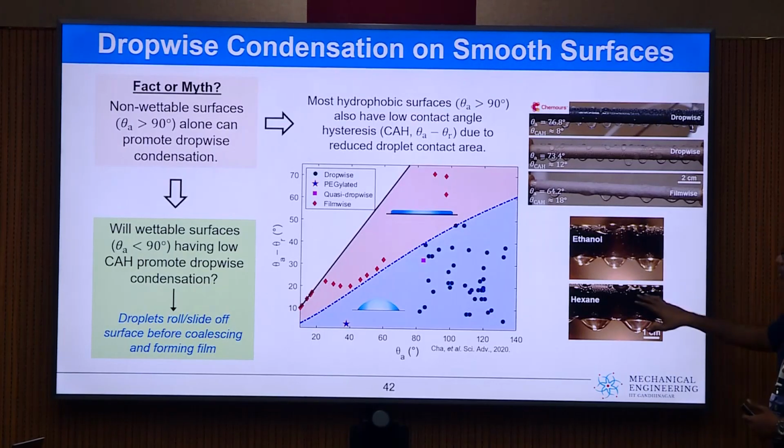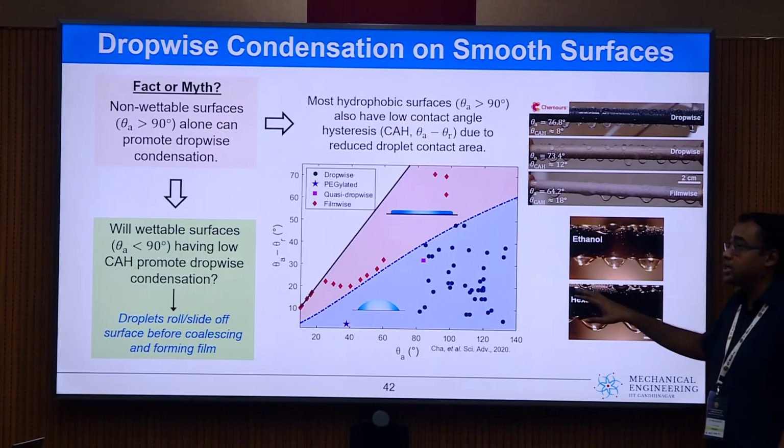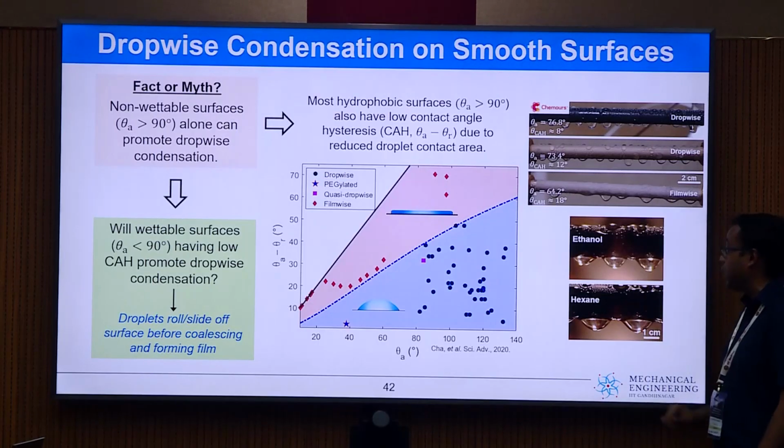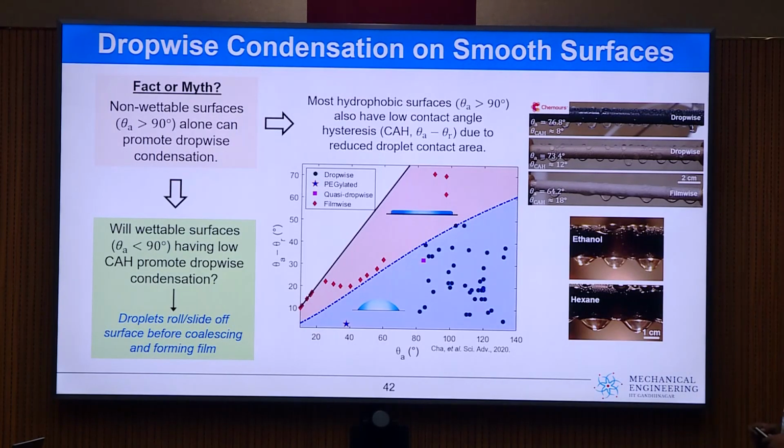However, if you think of the liquid infused surfaces that we just talked about, with ethanol and hexane, both of them have contact angles which are sufficiently less than 90 degrees, and yet they are robust enough to show dropwise condensation. Same with some of, let's say, the commercially available coatings. We don't know too much about the details of the coatings, but they can again promote dropwise condensation even when the contact angle is low.